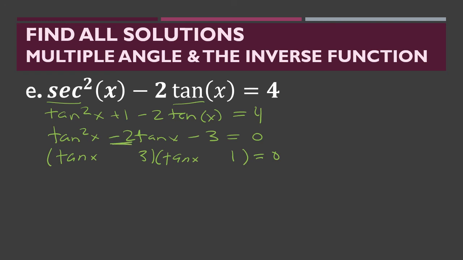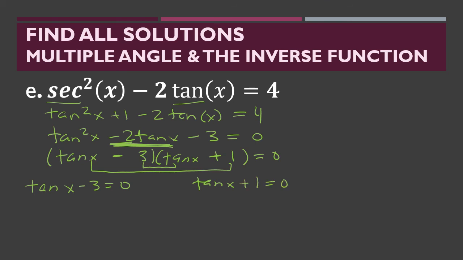I need a negative 2 right here, so this is going to become negative, and this is going to become positive. So negative 3 tangent x plus 1 tangent x gives me my middle term, negative 2 tangent of x. I'm going to use the zero product property, so if the tangent of x minus 3 equals 0, then the answer is going to be 0. And if the tangent of x plus 1 is 0, then this equals 0.